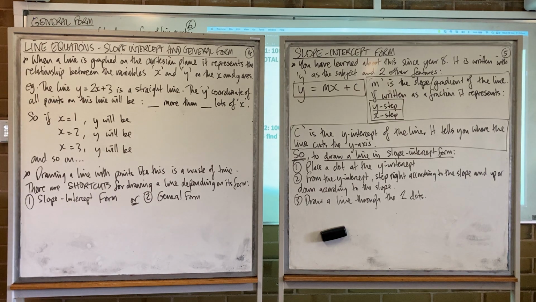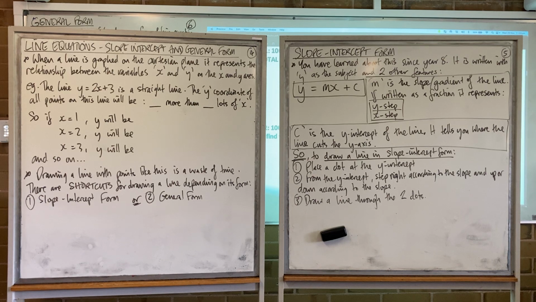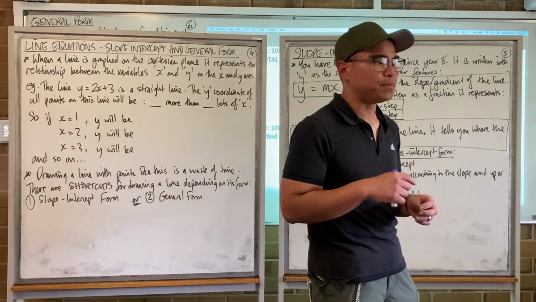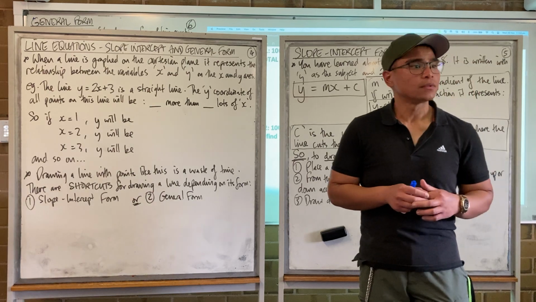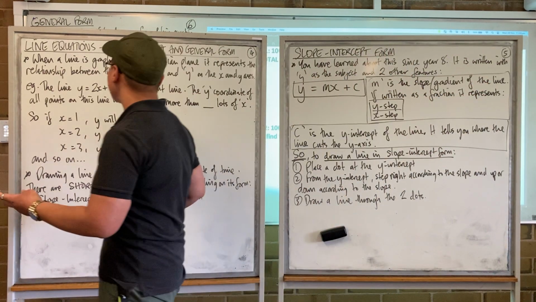Let's remind you about slope, intercept, and general form. When a line is graphed on the Cartesian plane, it represents the relationship between the variables x and y on the x and y axis. Which axis is the x one? Is it left and right, or is it up and down? Up and down. Left and right. X-axis is horizontal, so the y-axis is going to be up and down.